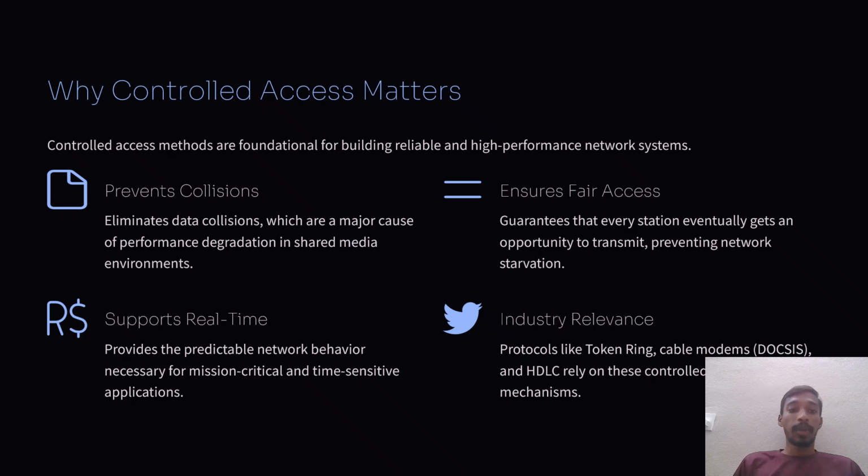Why does controlled access matter? Controlled access methods are fundamental to building reliable and high-performance networks. They prevent collisions, ensure fair access, and support real-time and industry-relevant applications. These are why controlled access matters. They are divided into four points. Prevent collisions: eliminate data collisions, which impair the medium and cause performance degradation in shared media environments. Ensure fair access.